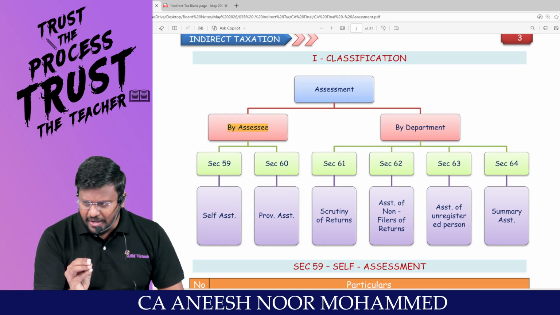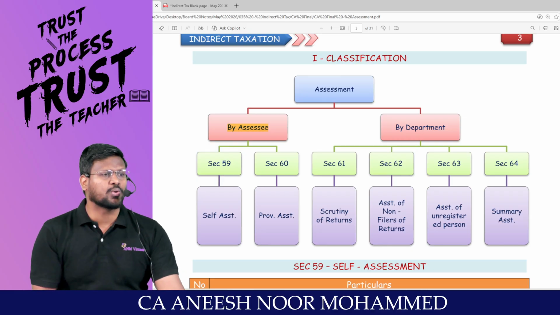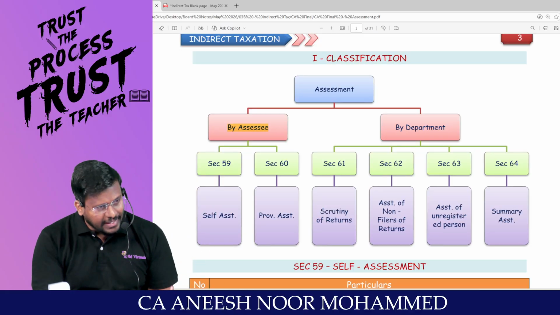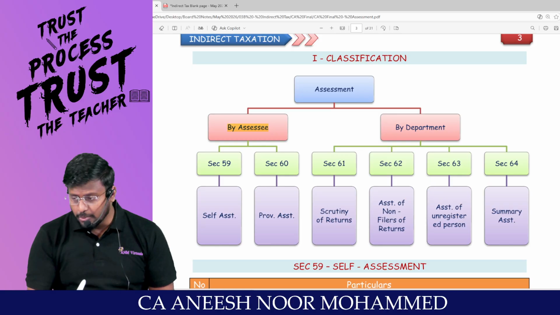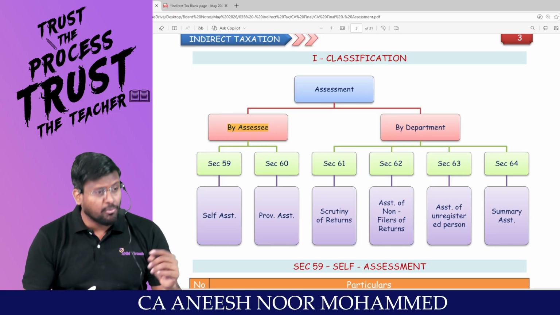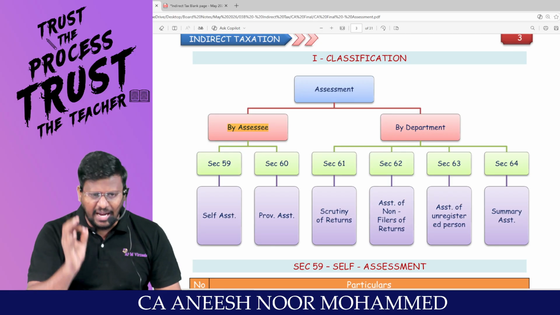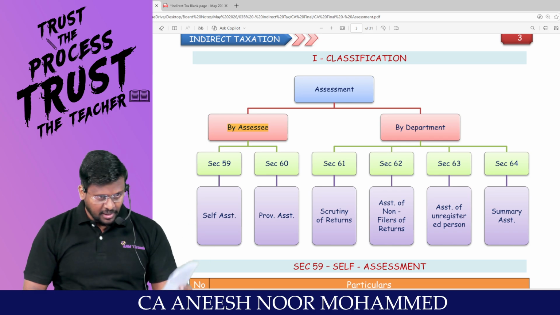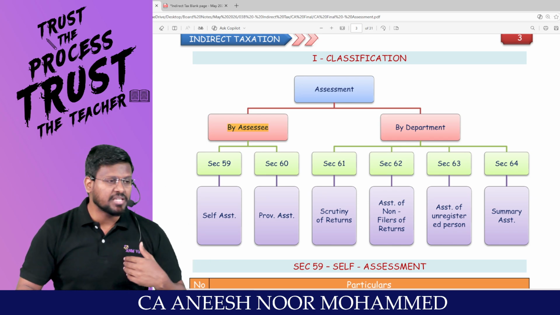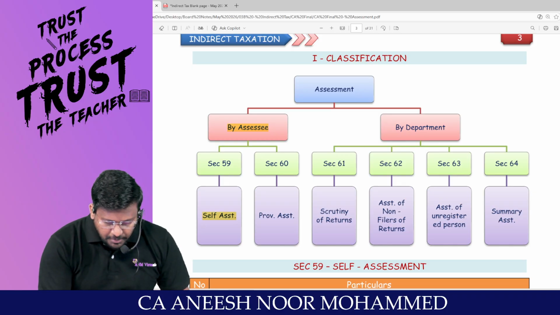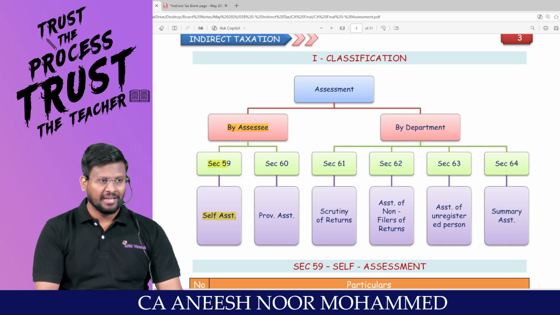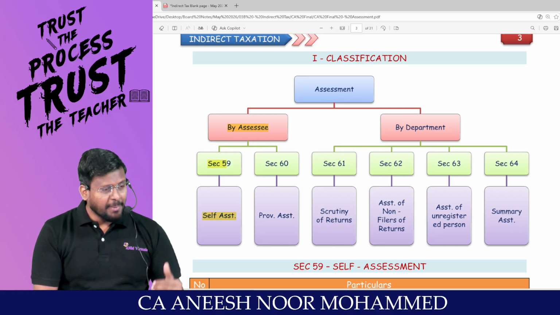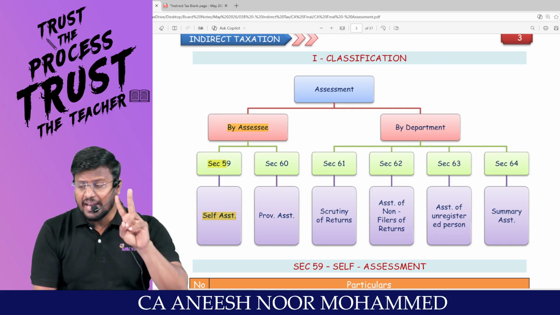As a taxpayer, I know everything with regard to supply. For example, I know value of supply, I know place of supply, I know rate of tax, I know whether it is taxable or exempted, I know whether it is FCM or RCM. That means I don't have any confusion with regard to the supply which I am making. Then, as a taxpayer, I am supposed to do self-assessment under section 59.